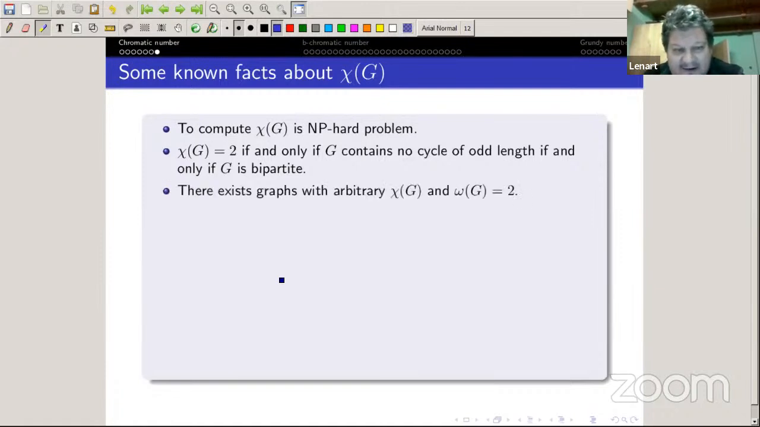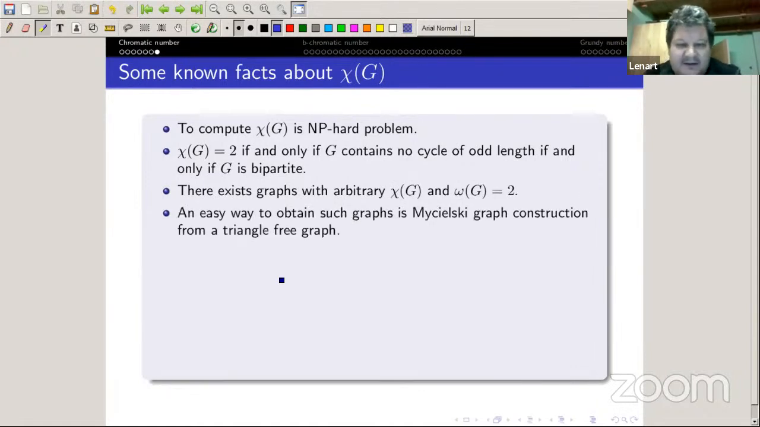Okay, but there exist some graphs where phi of G can be arbitrary, but omega of G is 2. This means that there are no triangles in the graph. This is a kind of surprising result if one meets this problem for the first time. But there is a relatively easy construction to obtain such examples. And this is done by the Mycielski graph construction from a triangle-free graph.